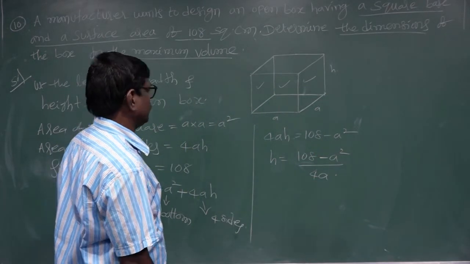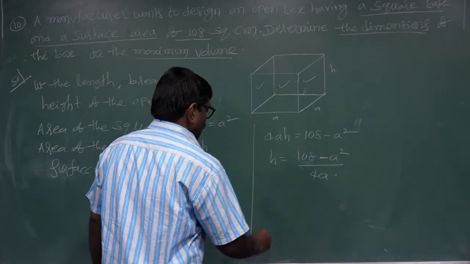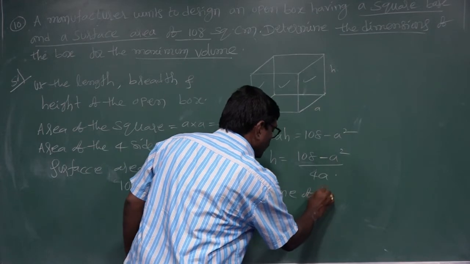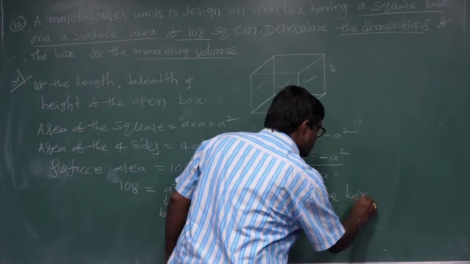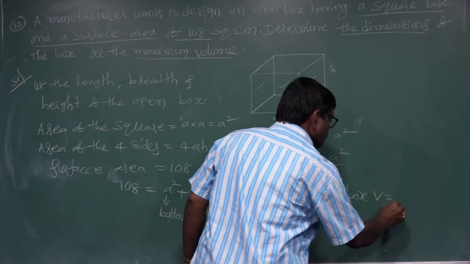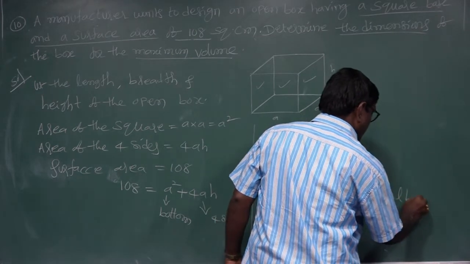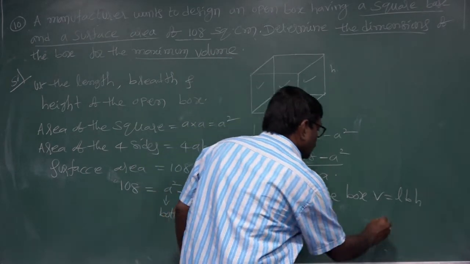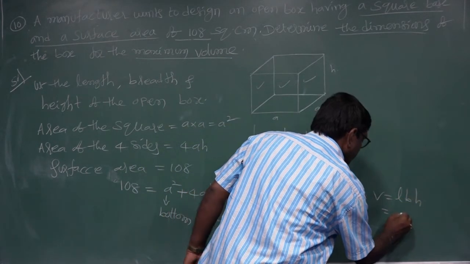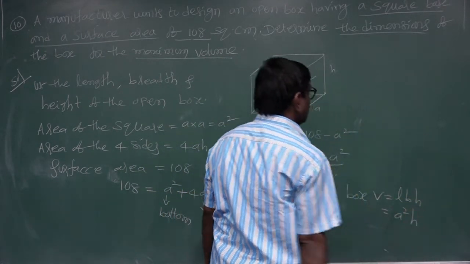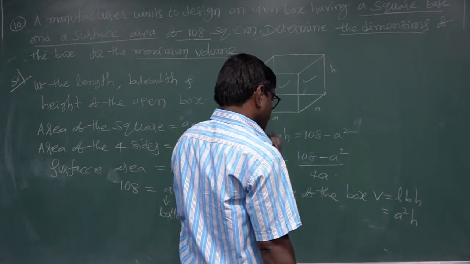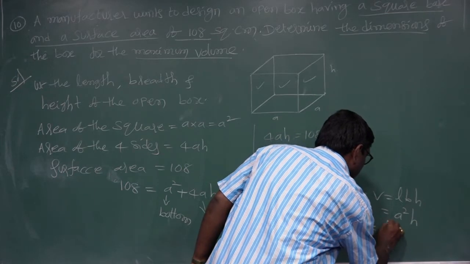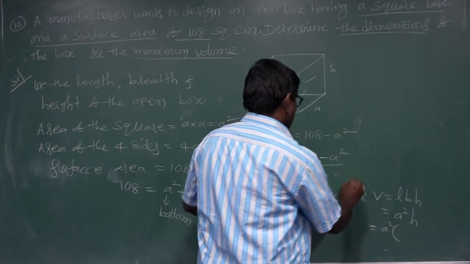Volume of the box: V is equal to L B H, where L equals a, B equals a, so V equals a square h. A square into the h value, this is equation 1.